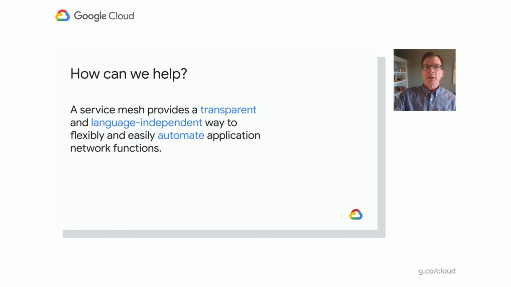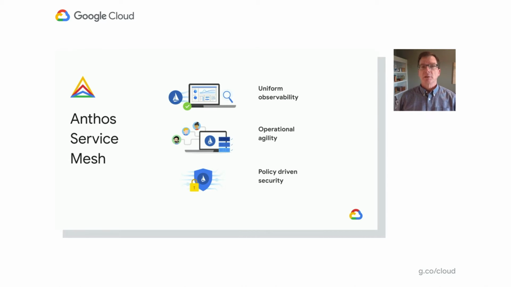So let's talk about the Anthos Service Mesh and what it does provide for you. Now, Anthos Service Mesh, and sometimes we use the acronym ASM, is built on top of Istio. It's powered by Istio, which is an open source project that Google started and works on with multiple partners. We talk about three main attributes of Anthos Service Mesh. The first thing is uniform observability.